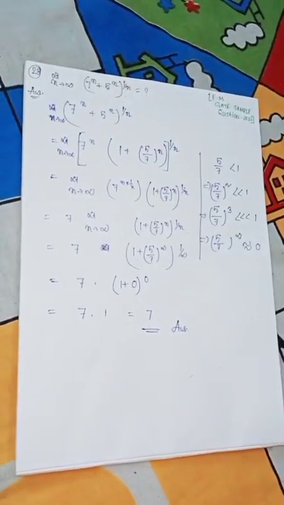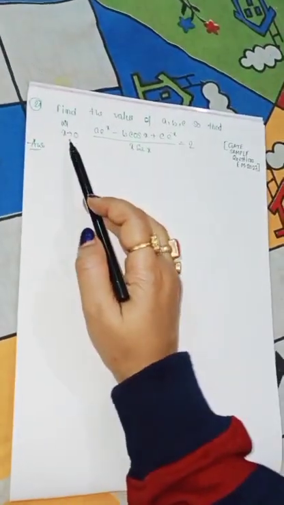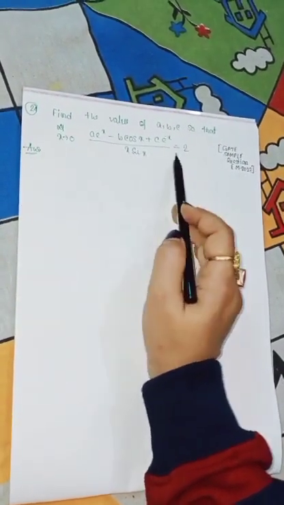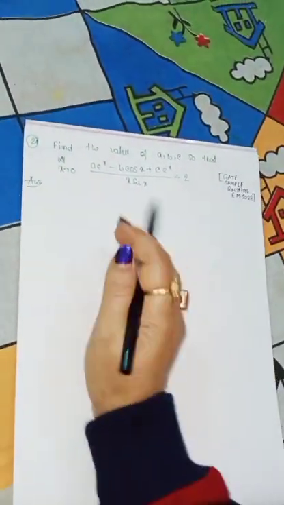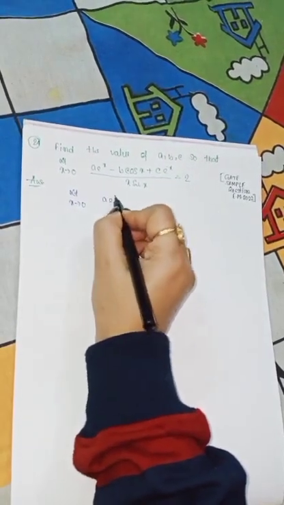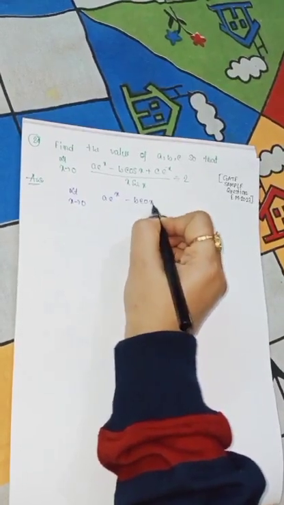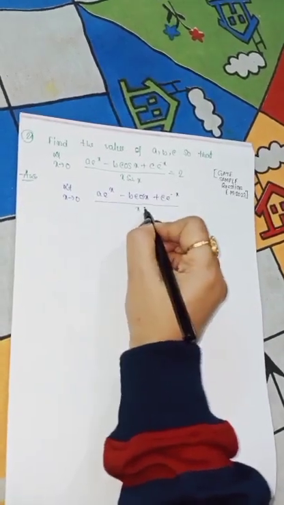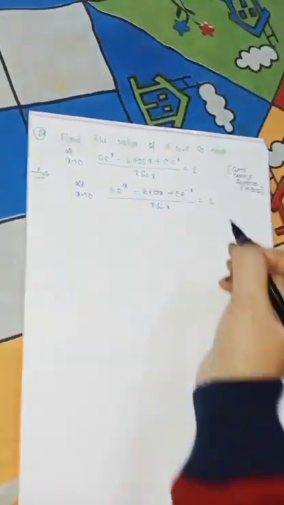Now moving to question 24. Question 24 tells us: find the value of a, b, c where limit x tends to 0 of (a into e to the power x minus b cos x plus c into e to the power minus x) by x sin x is equal to 2. It is a GATE sample question 2022. This is given.